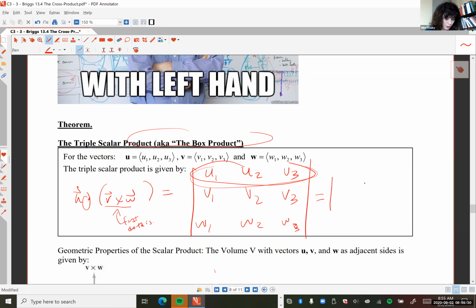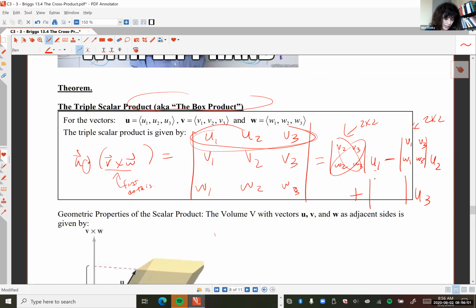You're going to have a 2 by 2 determinant times U1, minus a 2 by 2 determinant times U2, plus a 2 by 2 determinant times U3. To find what goes in these 2 by 2 determinants, you block out the row and column that U1 lives in and you get these numbers. Then here you block out the row and column that U2 lives in, so you get V1, V3, W1, W3, and find another 2 by 2 determinant. It's going to be just a pure number, plus a 2 by 2 determinant times U3, which is also just a pure number.